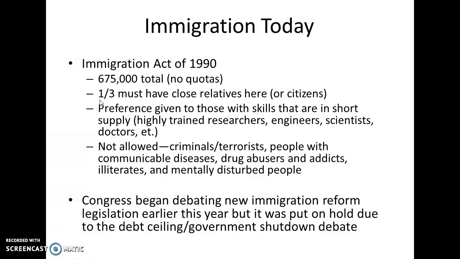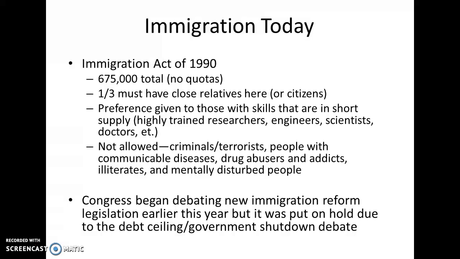Of those 675,000 each year, 1/3 have to have relatives here. They have to be related to citizens. So if you have family here, you get preferential treatment because you can fill into that 1/3. Who else gets preferential treatment? Highly trained researchers, engineers, scientists, doctors, those types of people. People who are in short supply in the United States.